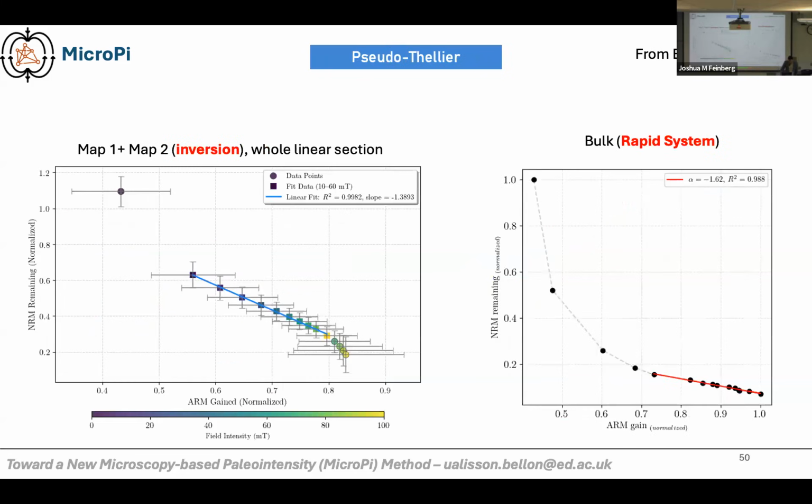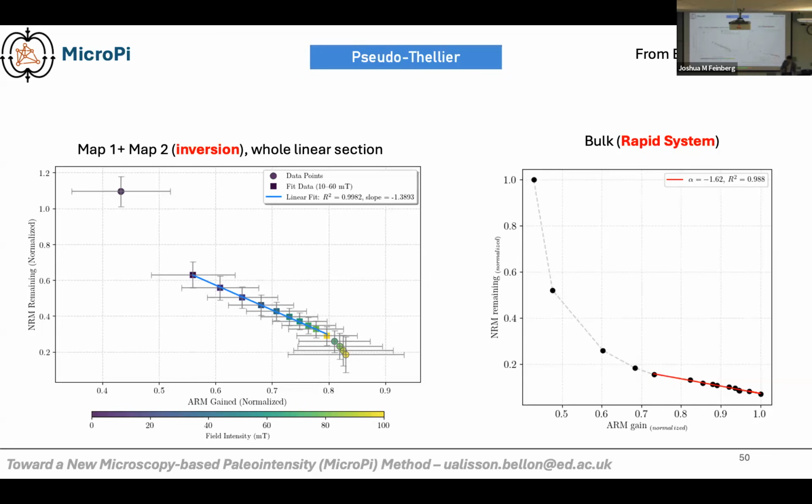And when you plot right here the pseudo-Thellier for the whole thin section, we get a slope of minus 1.62. And when we look at the micromagnetic results from the QDM measurements, for the linear fit right there, we have a slope of minus 1.3. So very comparable, though still not the same thing.